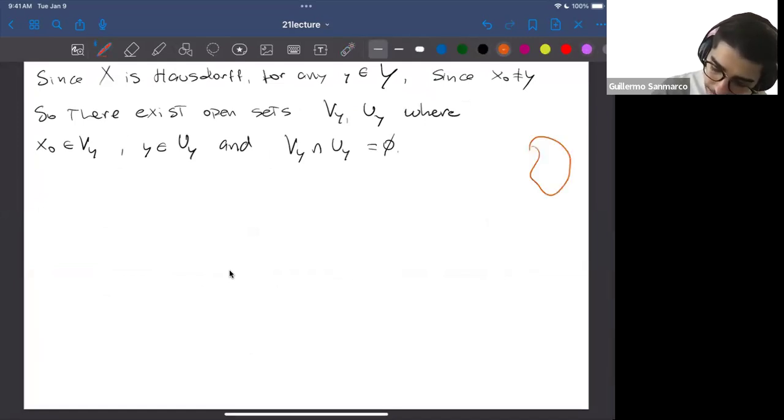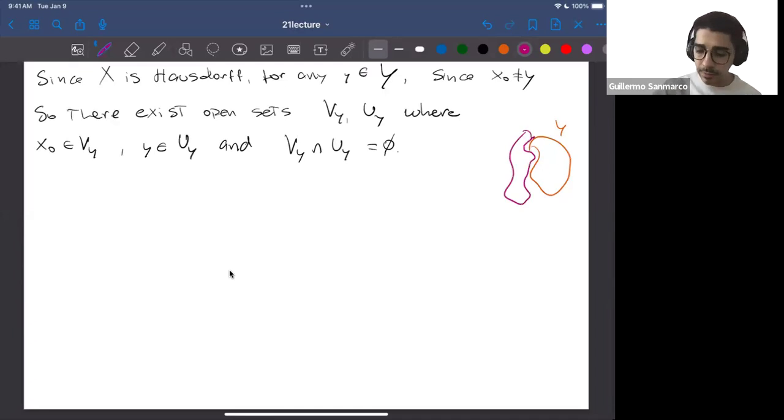So here's my Y, the thing that we're assuming is compact. And here I have the complement, whatever that is. I have a fixed point here, my favorite point x naught, and I'm taking an arbitrary point here. For that point, I have a neighborhood of it and a neighborhood of x naught that are not going to intersect. But maybe my neighborhood does intersect Y.